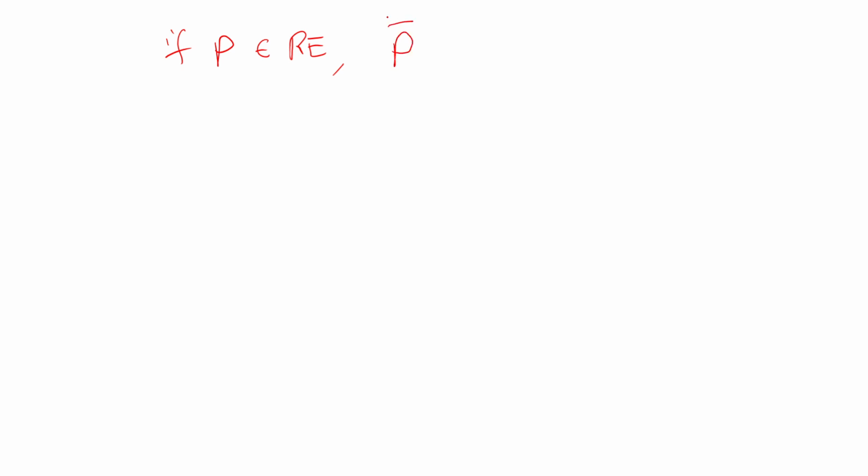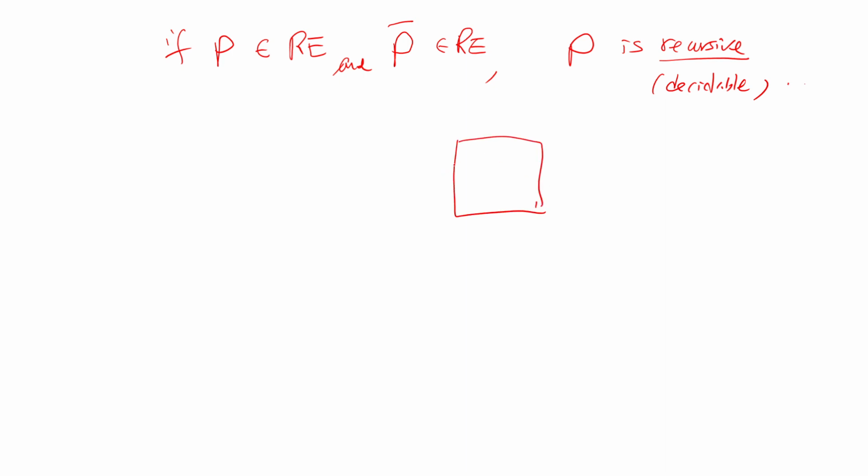and P bar, the negation, is also RE, then P is recursive. Recursive, another name is decidable. Decidable means if P is recursive or decidable, then we can write a program to determine, given a program, if W is in P or not. That's called decidable or recursive.